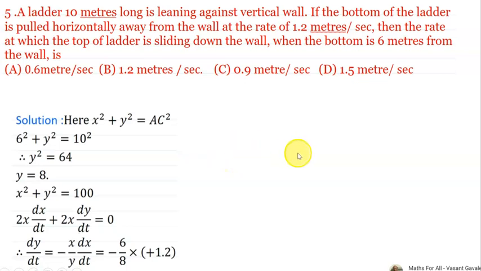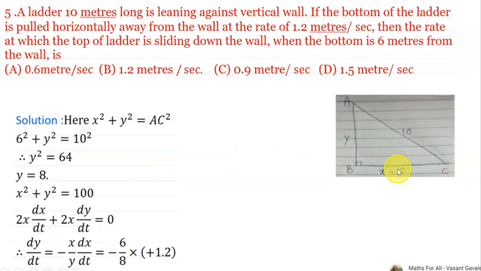Now here is the solution. See the figure. AC is the ladder, and x is equal to 6. The length of the ladder is 10. We find the value of y by the Pythagoras theorem. Here x square plus y square is equal to AC square. 6 square plus y square is equal to 100. Okay, therefore y square is equal to 64, y is equal to 8.